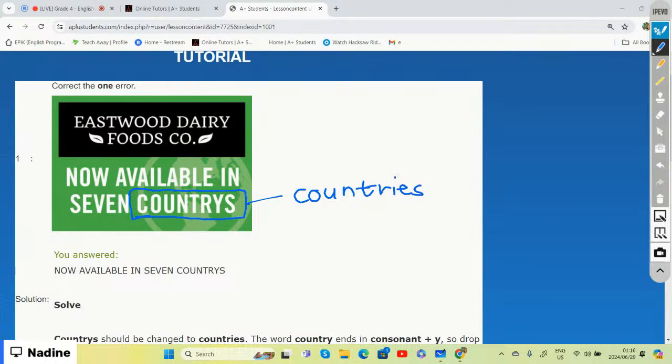IES. So it's one country with the Y, but more than one countries with IES, right? And that is how we have just corrected our one error within that sentence. So now available in 7 countries. So we use this word, countries.